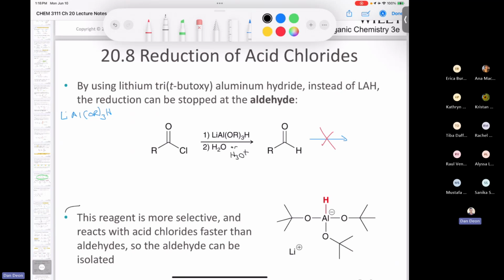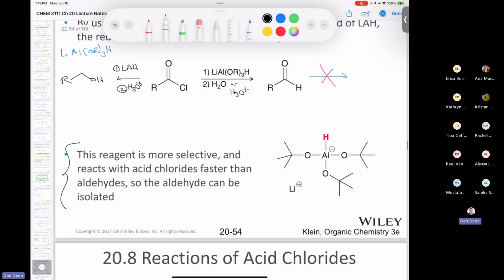And so it says here at the bottom that this reagent, the lithium tri-tert-butoxyaluminum hydride, is more selective and reacts with acid chlorides faster than aldehydes, so the aldehyde can actually be isolated. So pretty cool. Now we've got two options. We can either reduce our acid chloride with lithium aluminum hydride, followed by treatment with H3O+, right? That's going to give us a primary alcohol, but if we use the more mild reducing agent, the lithium tri-tert-butoxyaluminum hydride, that reduces it down to the aldehyde after our workup with acid.